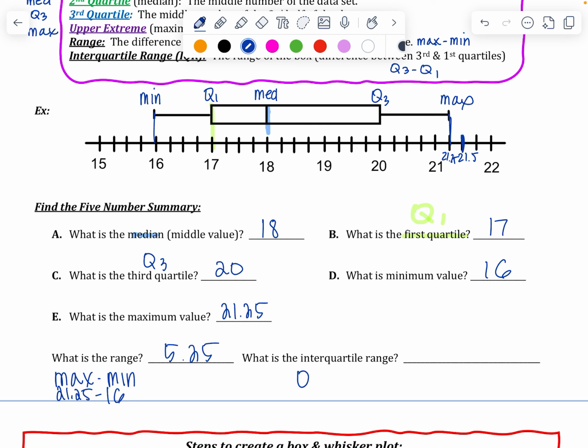The interquartile range, you take Q3 minus Q1. Q3, once again, was 20 minus Q1, which is 17, and we get 3. So the interquartile range is 3.